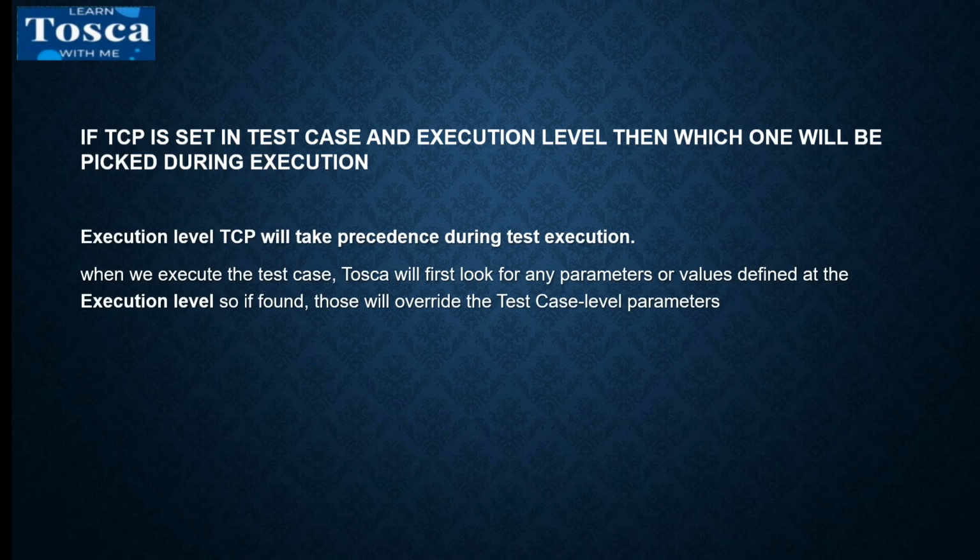Whichever TCP you have defined at the execution level will be picked first. When we run the test case, Tosca looks at the TCP, and if it finds any test configuration parameter at the execution list, or execution level, it will override the TCP defined at the test case level. So remember this: it will first pick the TCP from the execution level.